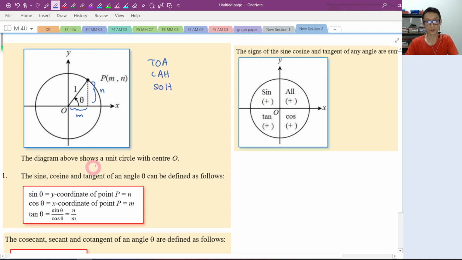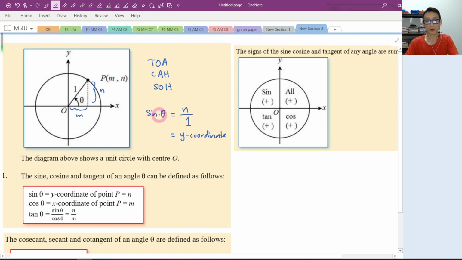Now let me show you sine first. Sine theta, so this theta, SOH: opposite side divided by the hypotenuse, which is 1. What is n? n is actually the y coordinate, right? From here we can make a conclusion that if this is a unit circle, and the question asks us what is the value of sine theta, we don't have to calculate, we just take the y coordinate of this point.